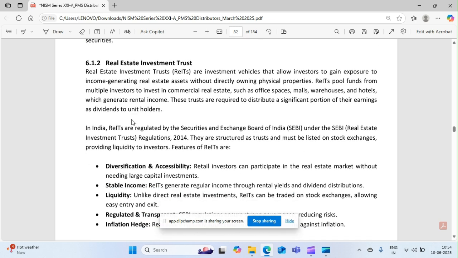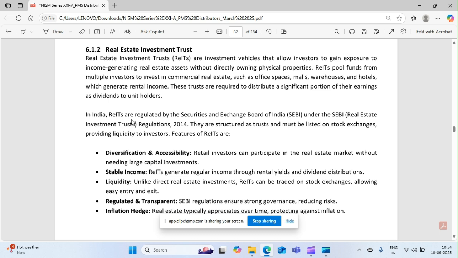Now the second is the real estate investment trust. Right, mutual fund is also a trust structure. Those of you who know mutual funds know that mutual funds are not companies; they are created as trusts. So real estate investment trust is also a trust. The only difference is that they pool funds from multiple investors to invest in commercial real estate such as offices, malls, warehouses, hotels, which will generate income.